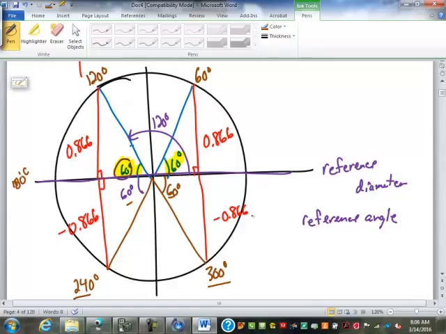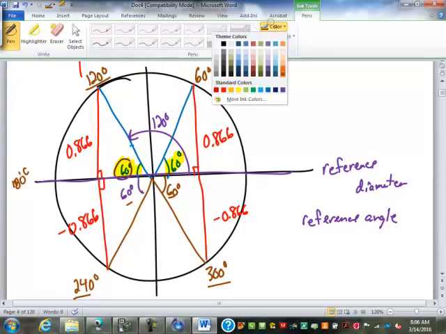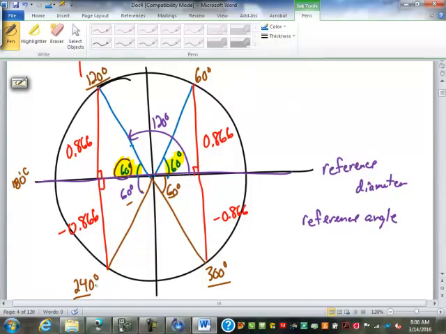So once upon a time, when we only had trig functions between 0 and 90, if I wanted to find the sine of 120, I found the sine of 60, the sine of its reference angle. If I wanted to find the sine of 240, I found the sine of 60 and made it negative because I know it had to be negative. How about cosine? Of course, cosine is this dimension right here, which is actually 0.5. Cosine of 60 is 0.5. Cosine of 120 isn't 0.5, it's negative 0.5.